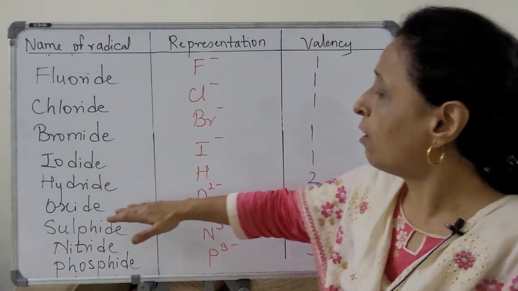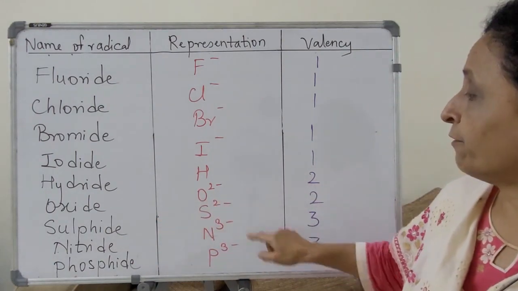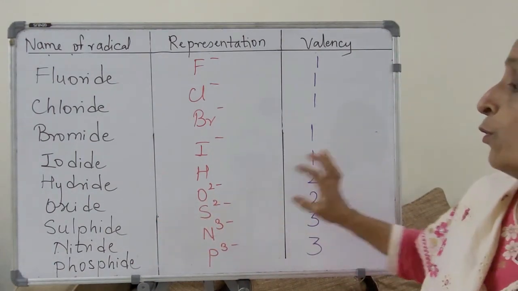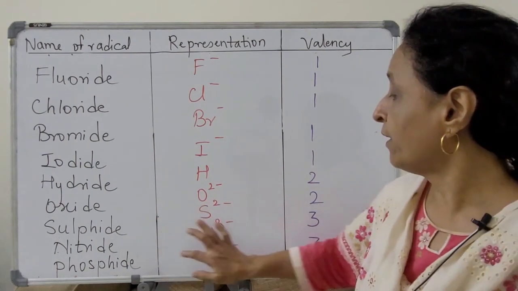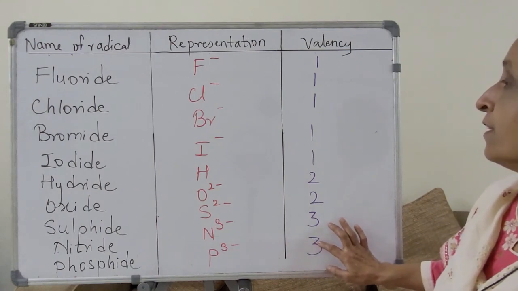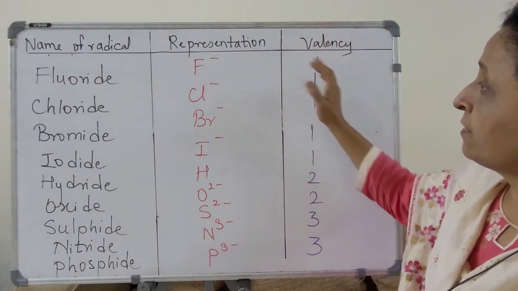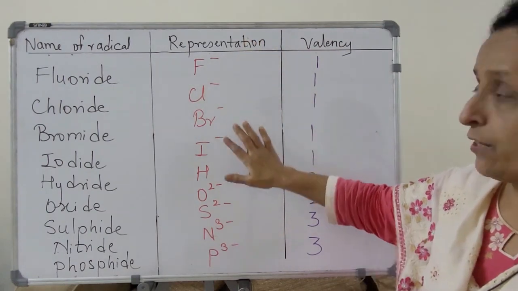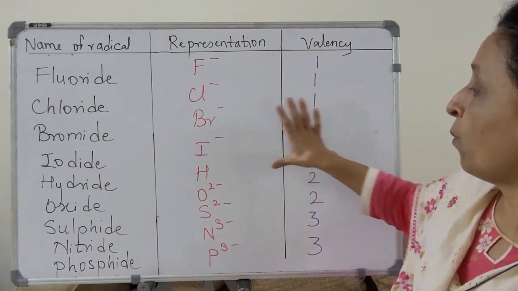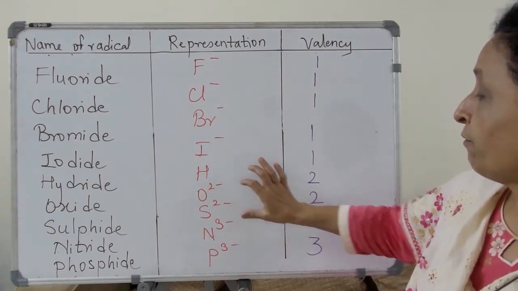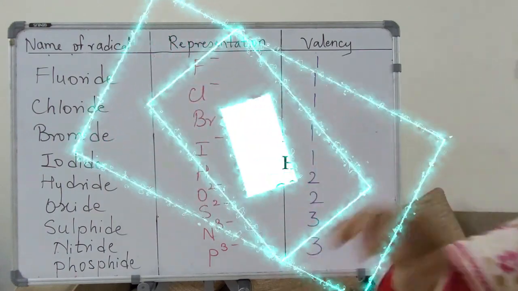Now oxide it is 2, sulfide it is 2 negative charge, so the valency is 2. Nitride it is 3 negative, valency 3. Phosphide it is 3 negative, the valency is 3. So here the valency is the charge which is present. Up till iodide it is 1, hydride 1, oxide, sulfide 2, 2, nitride, phosphide 3, 3.